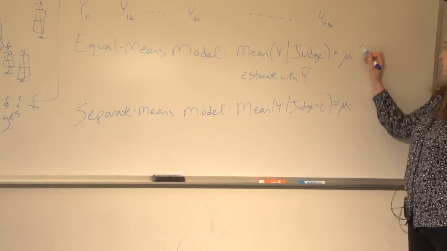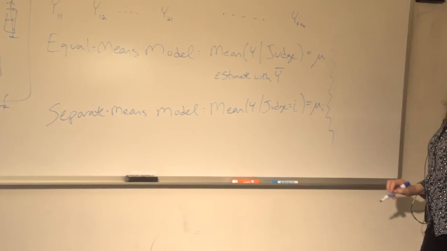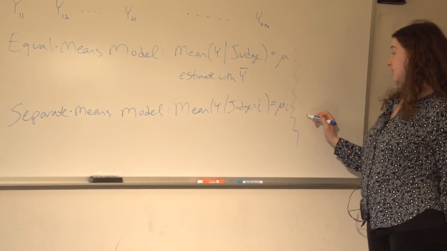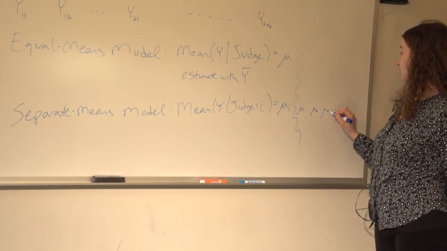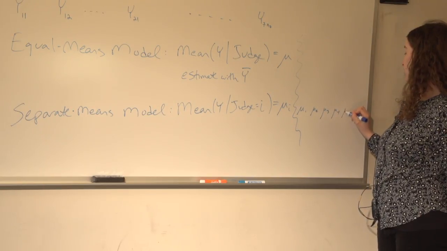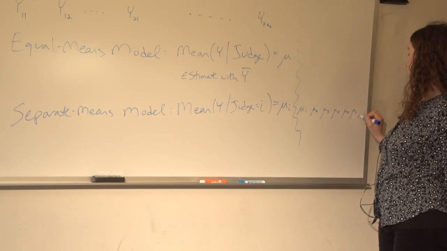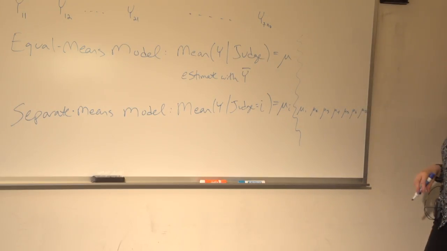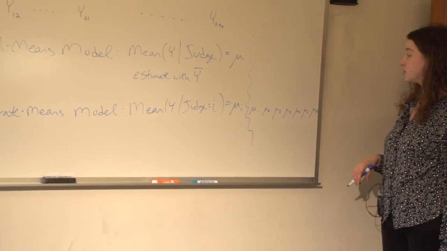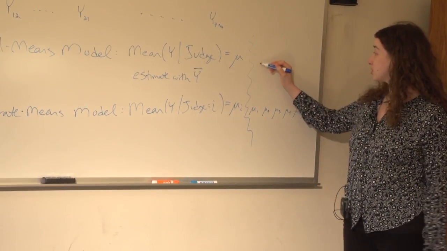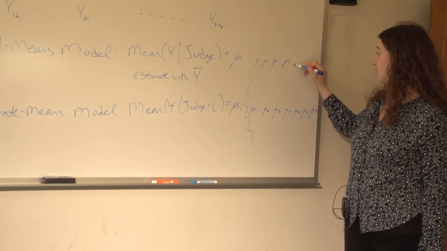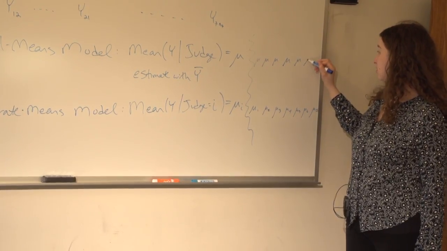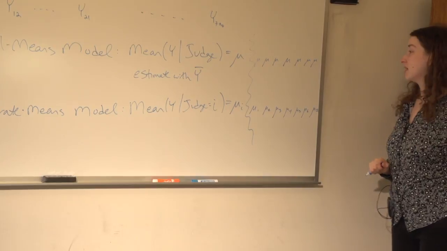So another way to think about this would be to say, for the separate means model, we think we have mu1, mu2, mu3, mu4, mu5, mu6, and mu7. Those are the means for the judges in the 7 groups. But for the equal means model, those numbers are all the same, and if I were to write the mean for each group, I would just be writing the same number again and again and again.